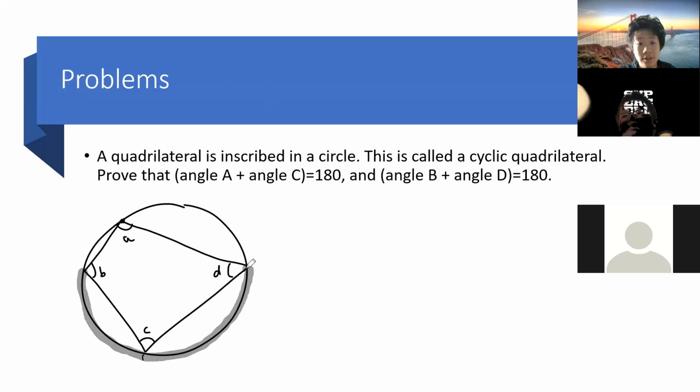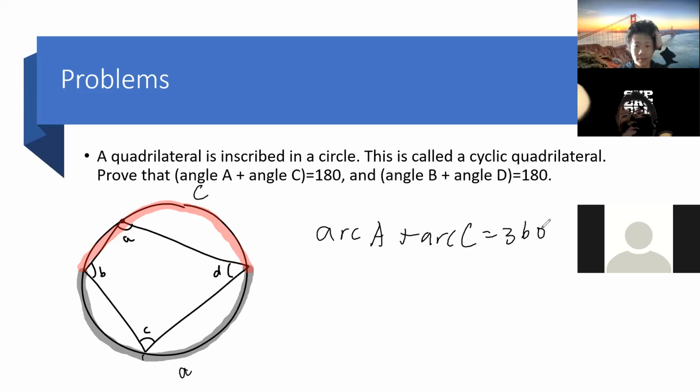Okay. Let's look at C. What arc does C cut out? Well, C cuts out this arc. You see that? Because the angle C right here, that's cutting out that arc. So now observe how the arcs that angles A and C cut out make a whole circle. So let's say arc A is going to be A, and this is going to be C. Arc A plus arc C equals 360 degrees. All right?